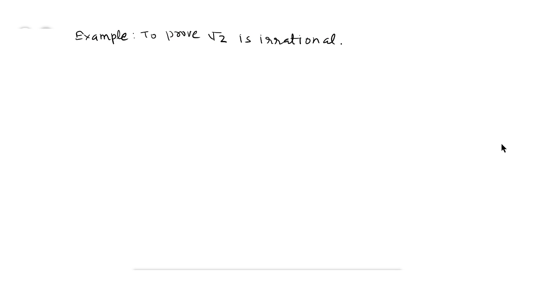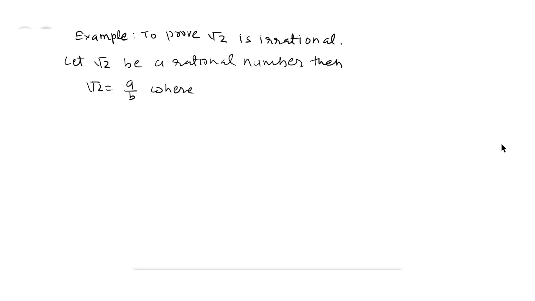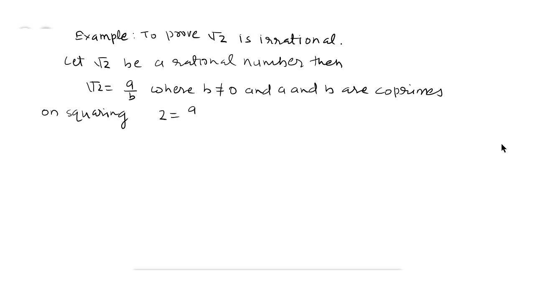Example, to prove root 2 is irrational. We will prove it by contradiction. Let root 2 be a rational number. Then root 2 equal to a upon b, where b is not equal to 0 and a and b are co-primes. It means that a and b do not have any common factor. On squaring, 2 equal to a square upon b square.